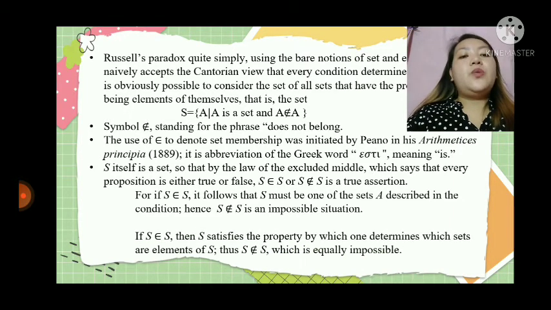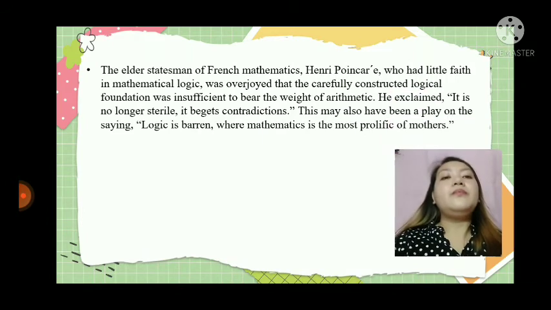This is an impossible situation. If S is not an element of S, then S satisfies the property by which one determines which sets are elements of S. Thus, S is an element of S, which is equally absurd.